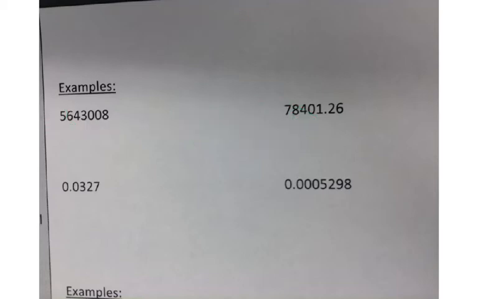Now try to do the second one, the 78401. Once again, now I have the decimal right here between the 1 and the 2, which makes it 78,401 before the decimal, so I need to move it over 1, 2, 3, 4. So therefore, it would be 7.840126 times 10 to the 4th. You want this to be a positive 4 because I'm trying to make a number larger than the 7.84.